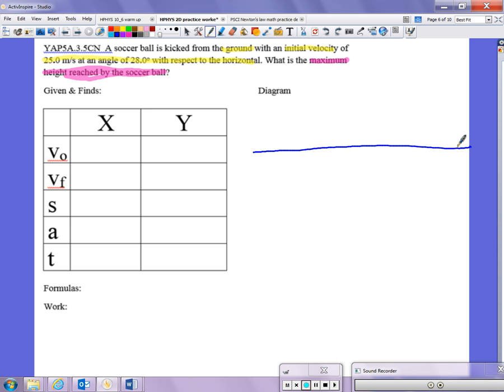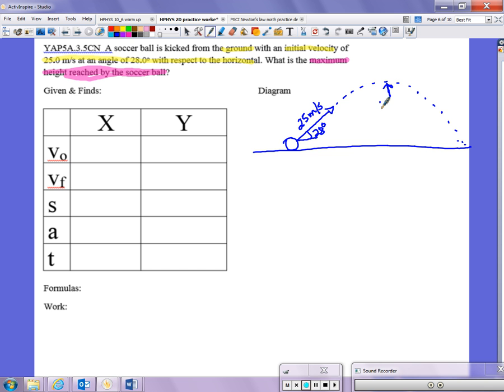So we have the ground, and we have a soccer ball, and it's kicked with an initial velocity of 25 meters per second at 28 degrees with the horizontal. So that's what it looks like. It's going to follow a nice trajectory here, and it wants us to look at the maximum height.